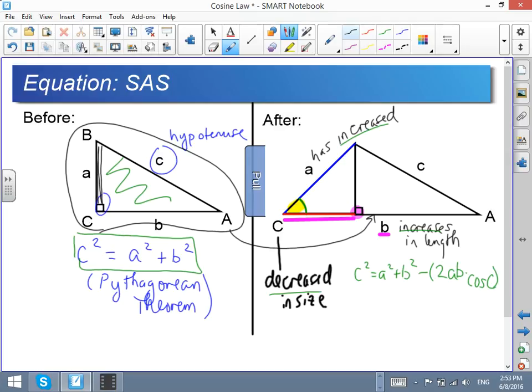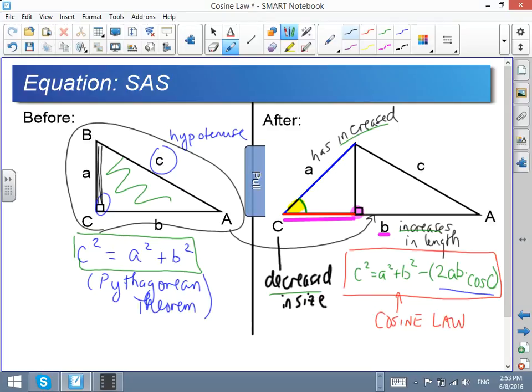So the quantity that's going to correct the Pythagorean relationship is 2ab multiplied by the cosine of angle C. And this is the cosine law. That's exactly what this thing is here. So FYI, cosine law, new formula.